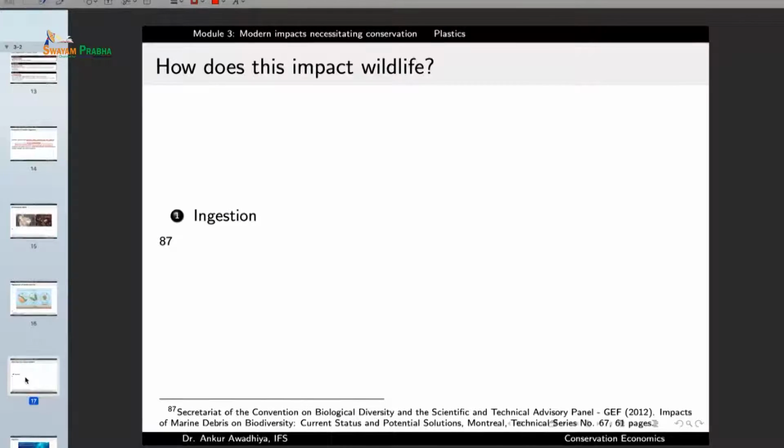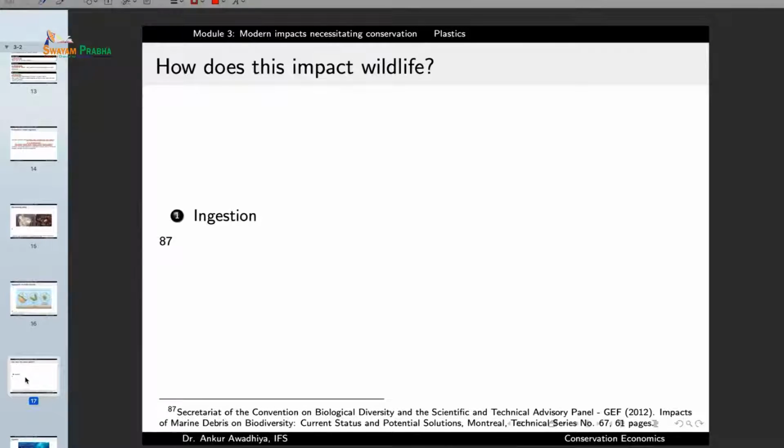Now, when you have all these plastics, what is the impact on the environment? And especially, what is the impact on the different organisms that are there in the environment? What is the impact on the biodiversity that we have? So, let us have a look at that.